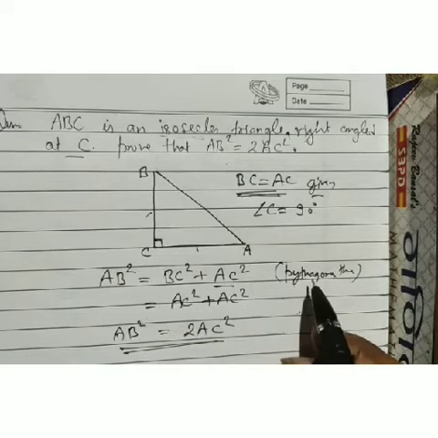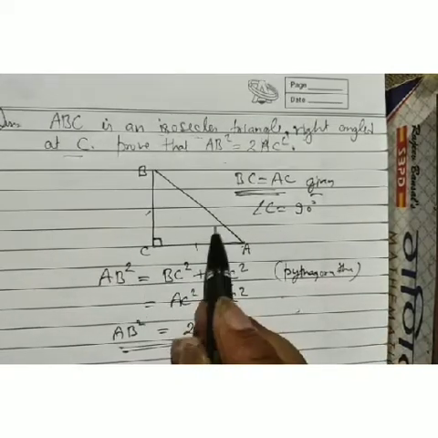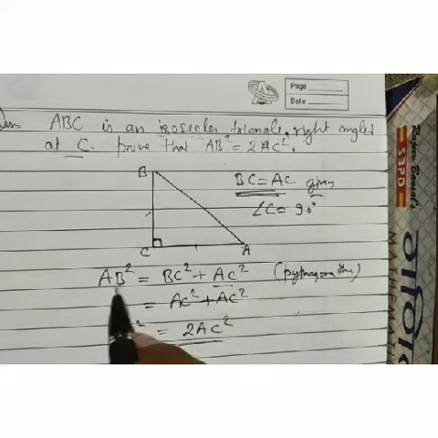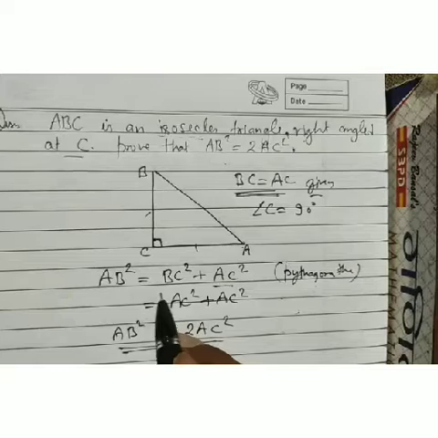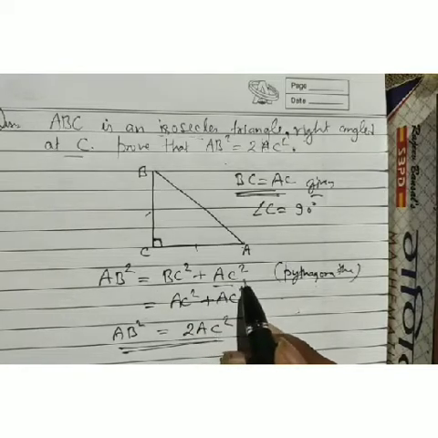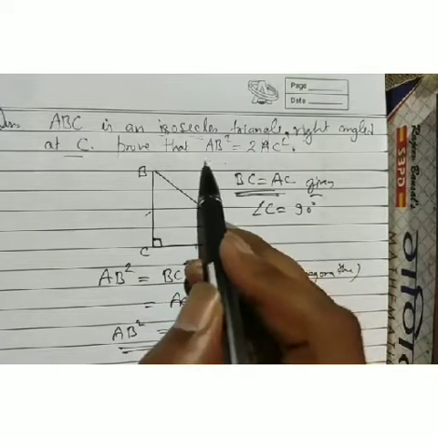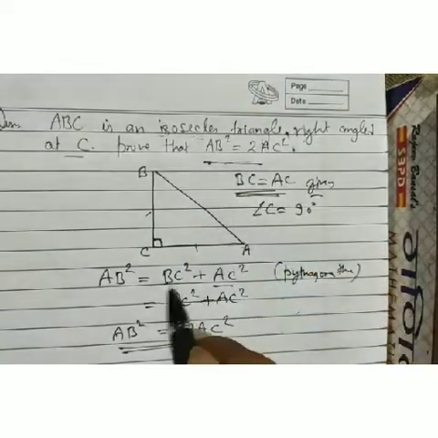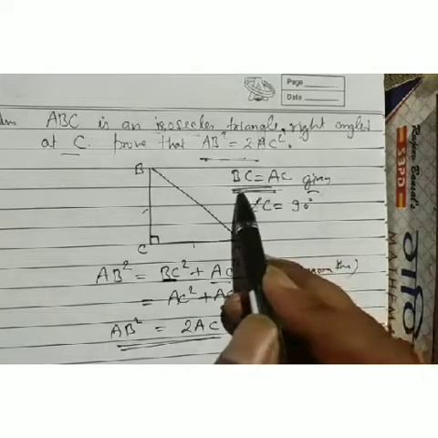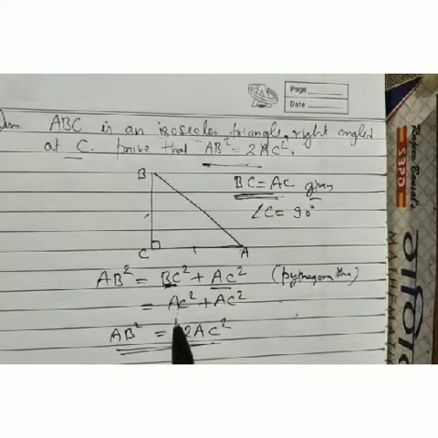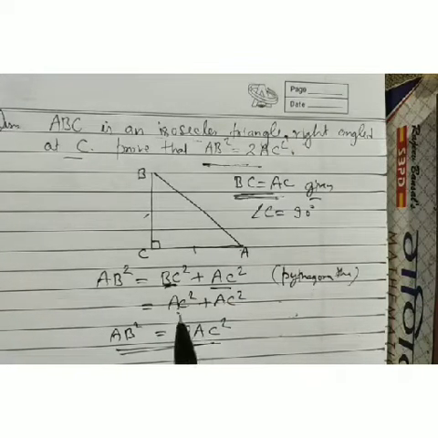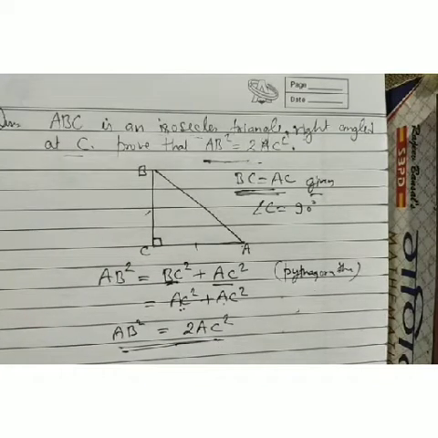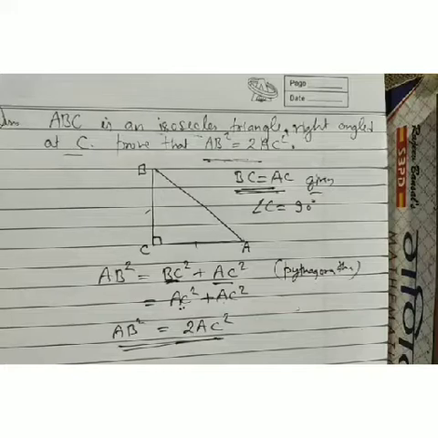Then we apply Pythagoras theorem. By Pythagoras, hypotenuse square equals base square plus perpendicular square. So hypotenuse AB square is equal to BC square plus AC square. But we have to show that AB square is equal to 2 times AC square, so we don't need BC. Since BC is equal to AC, we substitute BC with AC. Then we have AC square plus AC square, 2 times AC square. This is our required result.